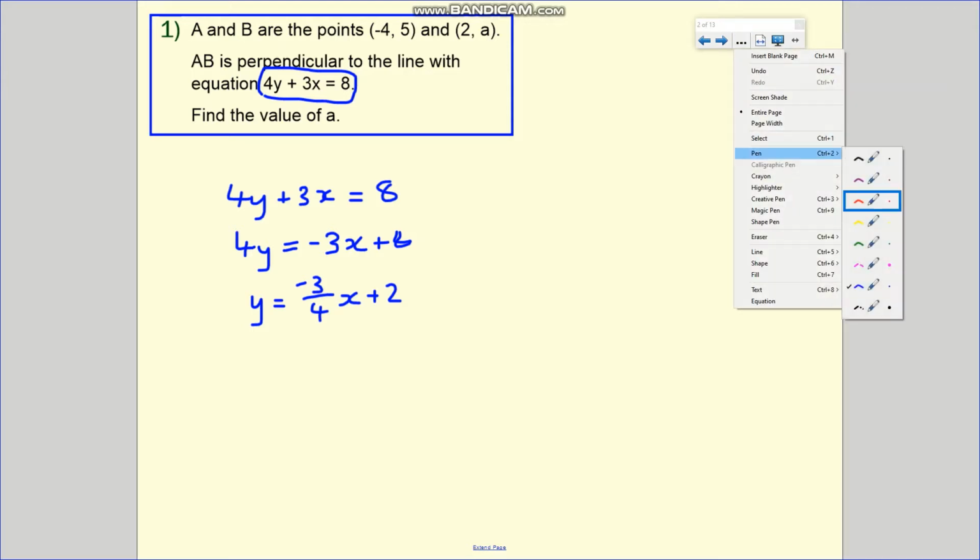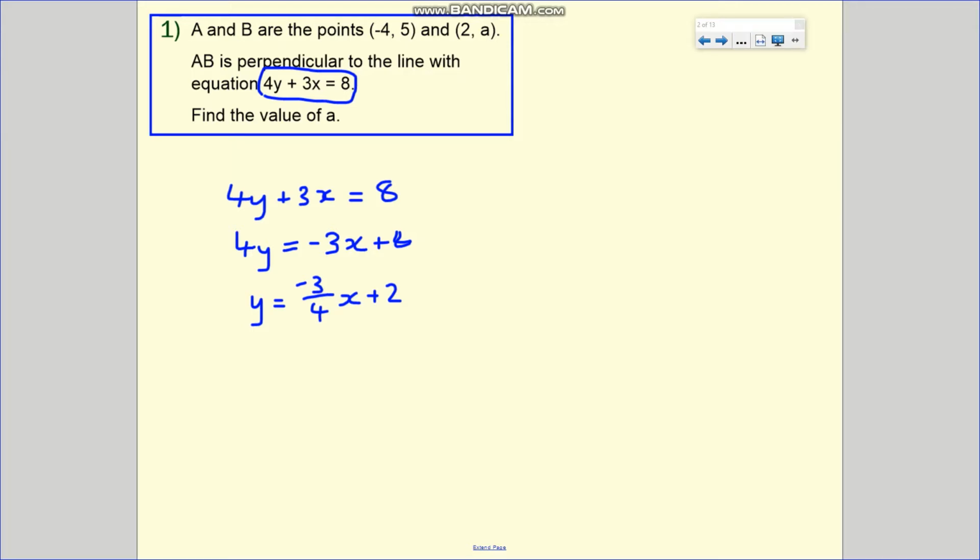Okay, so I know that whatever the gradient between points A and B is, has to be perpendicular to this. In other words, perpendicular to negative 3/4 is going to be positive 4 over 3. All I've done is I've flipped the fraction and changed the sign. Because it started off negative, I flipped the fraction and made it a positive fraction.